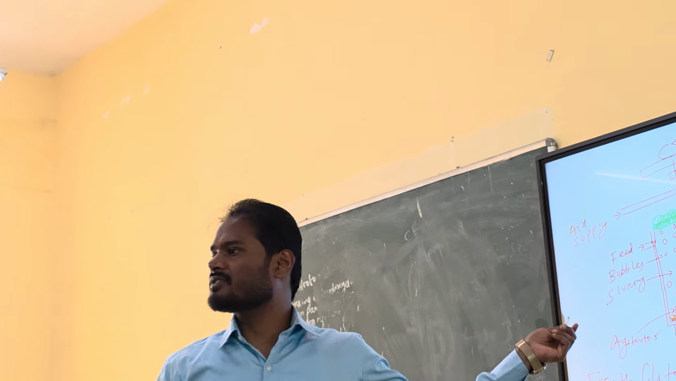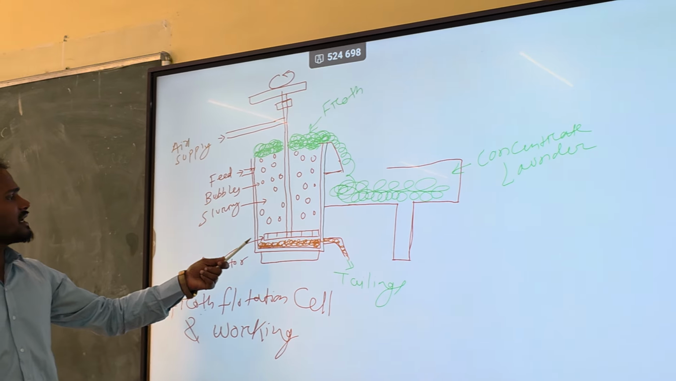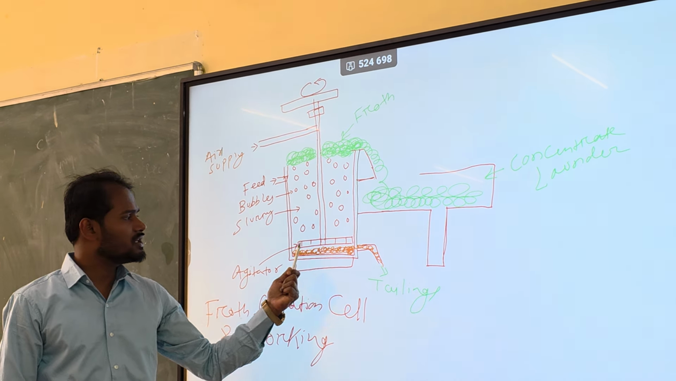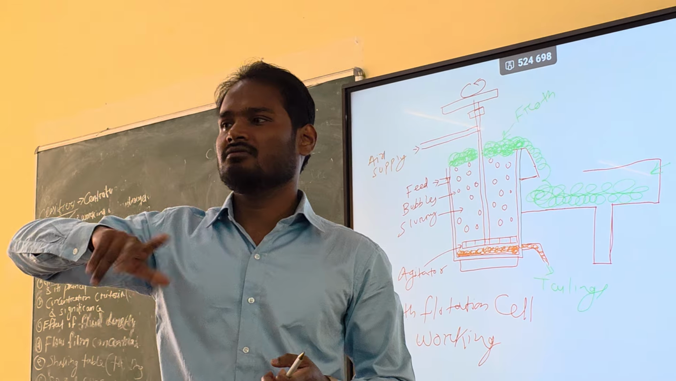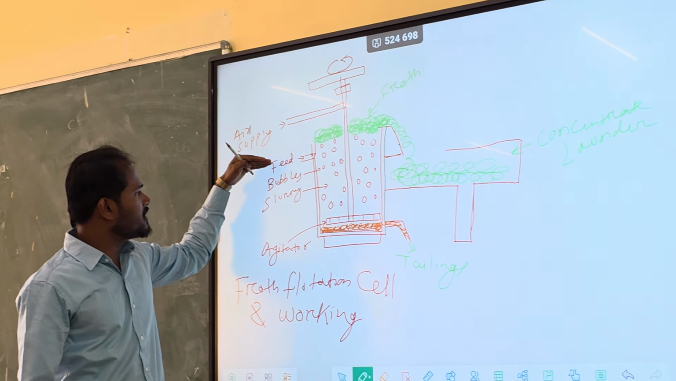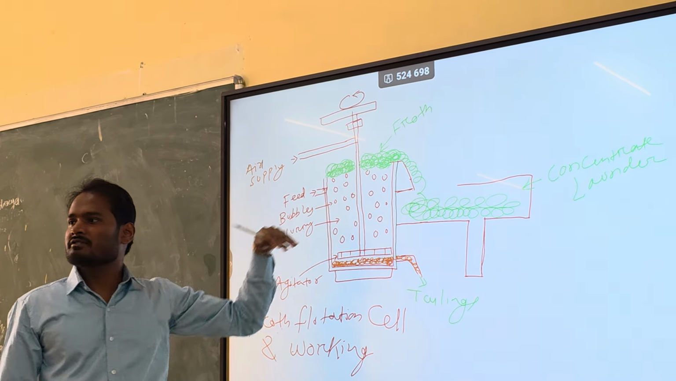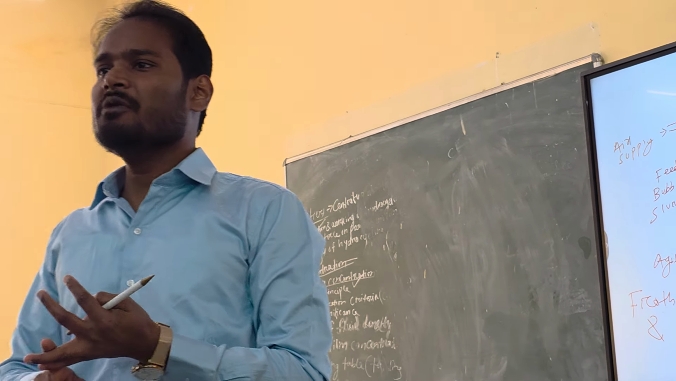So this diagram is simply saying everything, you can see. We have a flotation cell, and this flotation cell has one agitator. This is important. The agitator's function is to agitate the bath, or agitate the slurry here. We are feeding the slurry from the top. Slurry means water and fine minerals will be there. Fine minerals means gangue and your main concentrate will be there together, because our aim is to separate the gangue and concentrate.